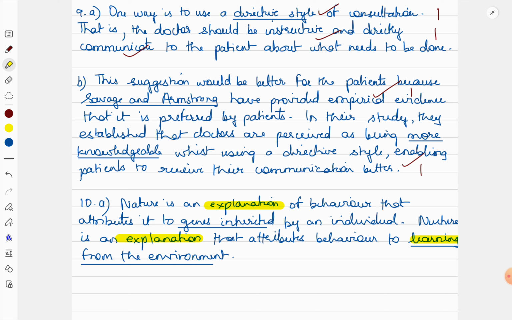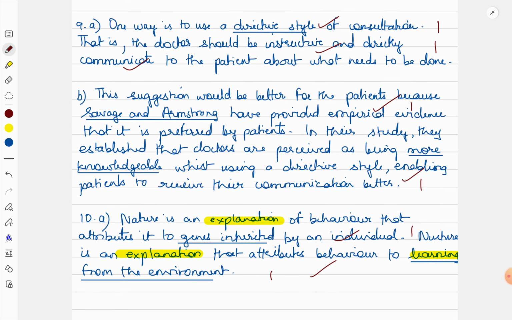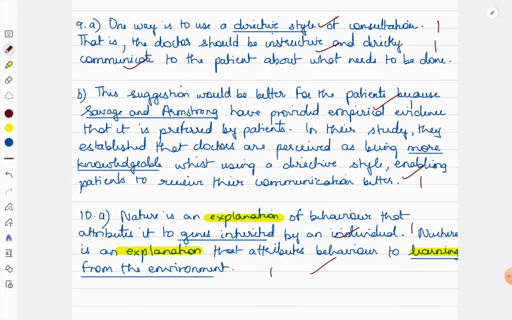Your answer has to reflect this understanding. So understanding is at the heart of your answers. When you try to memorize, then you make those type of mistakes: nature is behavior and nurture is behavior. You should have clarity essentially on what all the issues and debates mean.